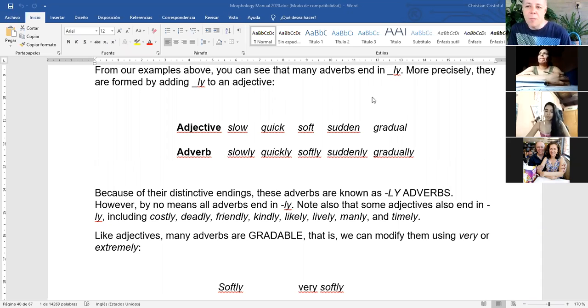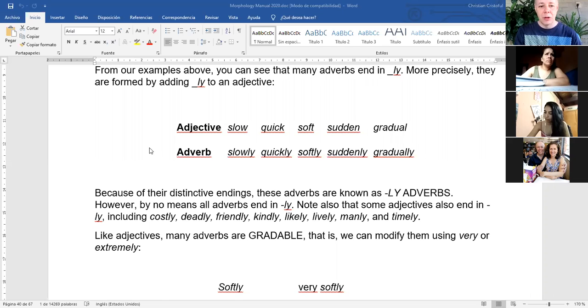Okay, so notice the comparison in the manual between adjective and adverb. The adjectives are slow, quick, soft, sudden, gradual, and the adverbs are slowly, quickly, softly, suddenly, and gradually. This is, in general terms, it. The adverb finishes in ly, but not always. That's what we need to take into account. Not always.